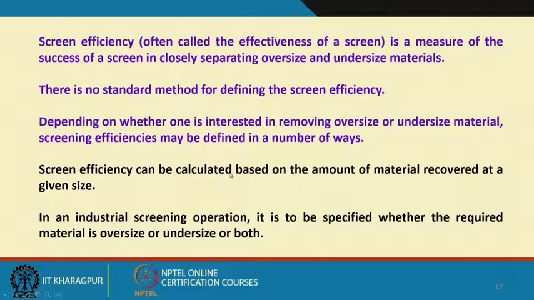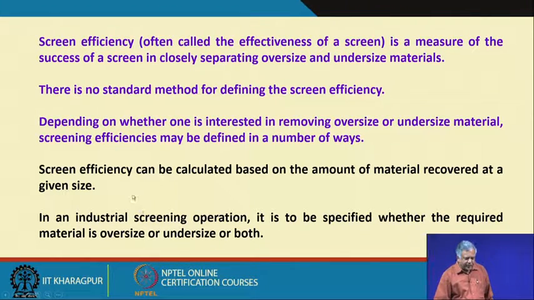Screen efficiency can be calculated based on the amount of material recovered at a given size. That means, at a particular size you can say what the amount of material is that has been recovered as oversized and undersized material. In an industrial screening operation, it is to be specified whether the required material is oversized or undersized or both. That means, whether you are interested in both the oversized and undersized material.